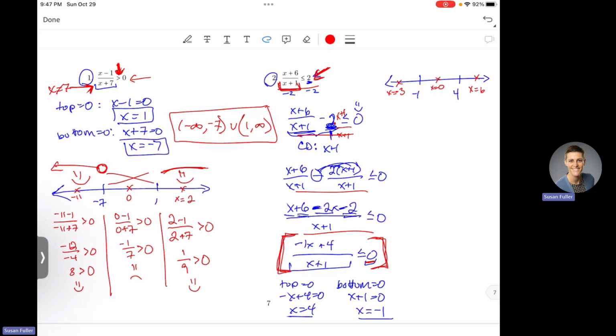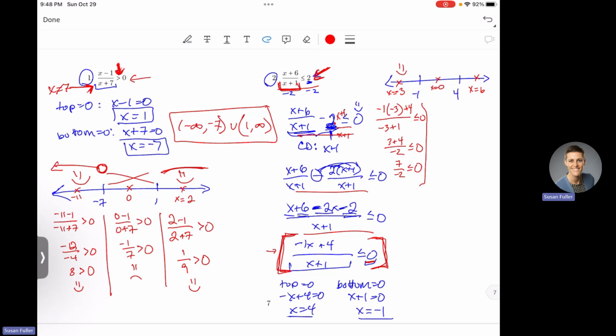It's going to be better for my brain. So I'm going to take negative 3 and plug it in for x everywhere over here. And I'm going to get negative 1 times negative 3 plus 4 over negative 3 plus 1. And my inequality says that should be less than or equal to 0. So on top, I get 3 plus 4. And on the bottom, I get negative 3 plus 1, which is negative 2. And this is 7 divided by negative 2. That's negative 3.5. That is, in fact, less than 0. This part works.